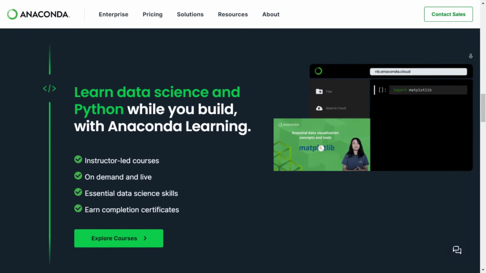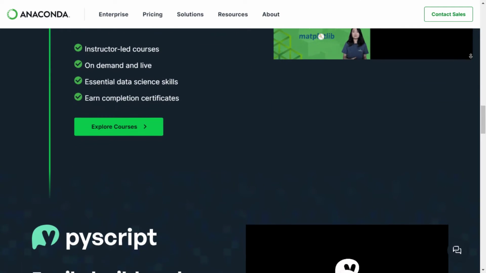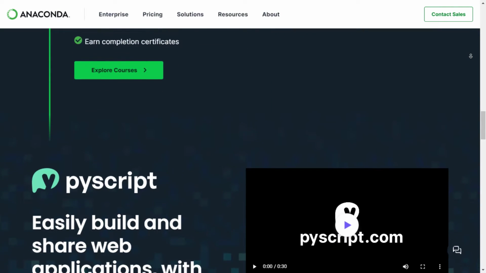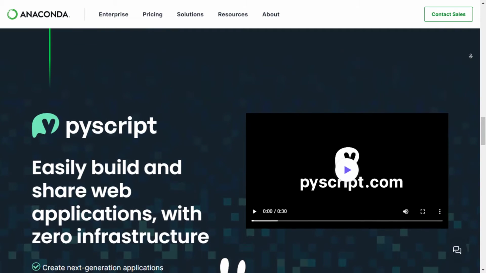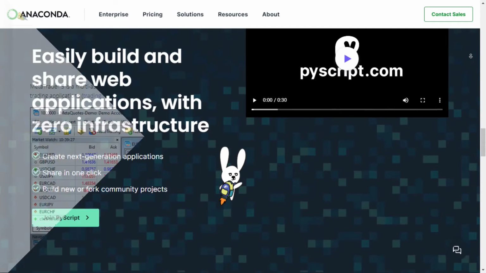Additionally, Anaconda provides a user-friendly interface that makes it easy to manage environments, which are separate instances of Python with their own set of installed libraries and tools.